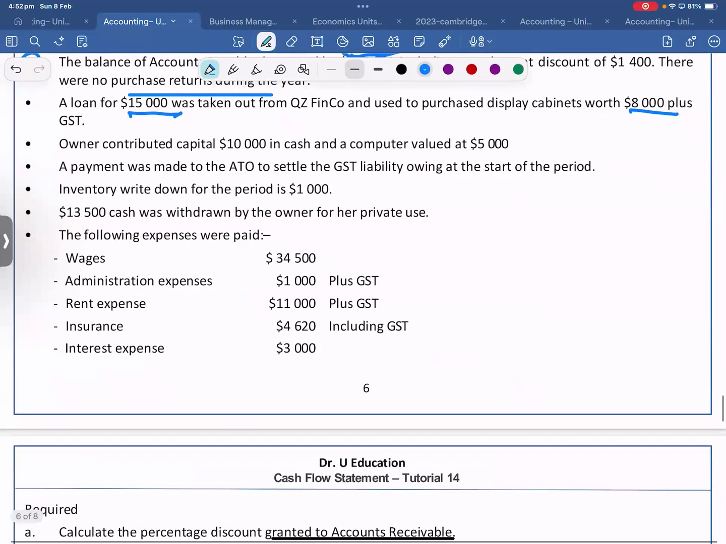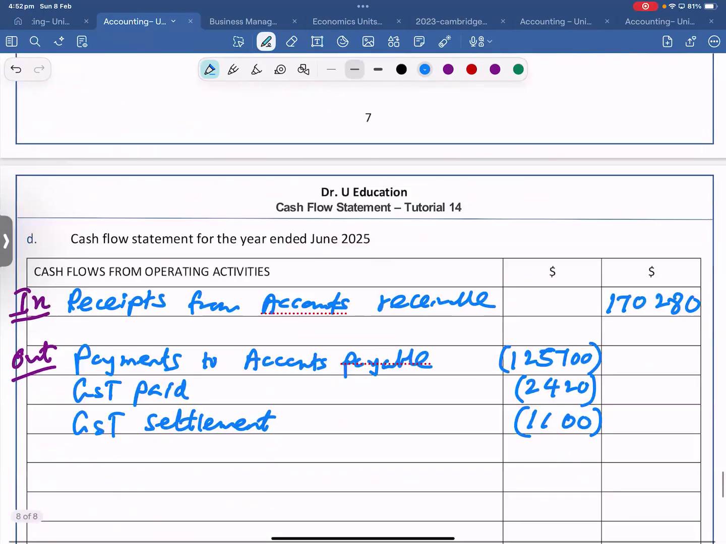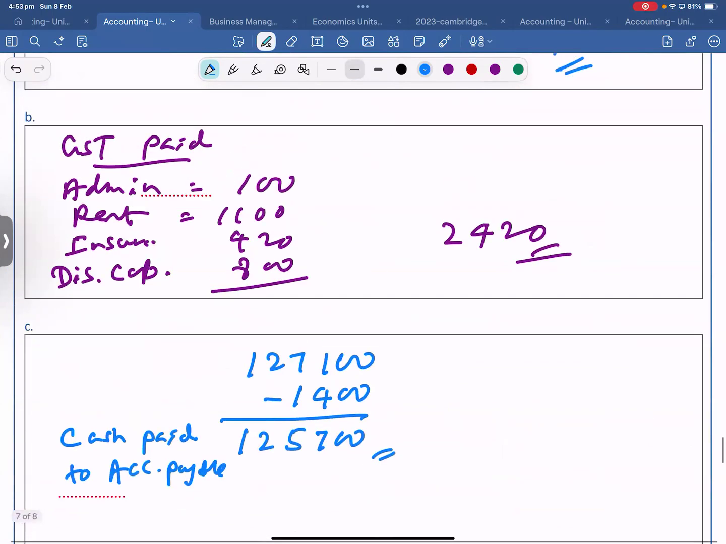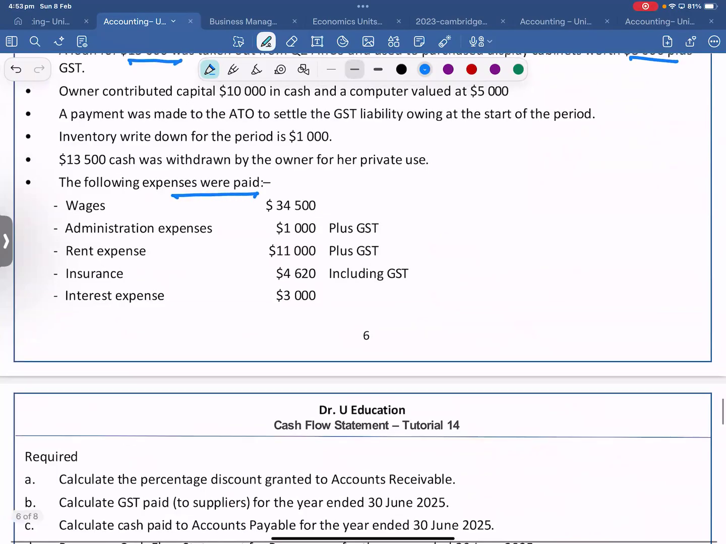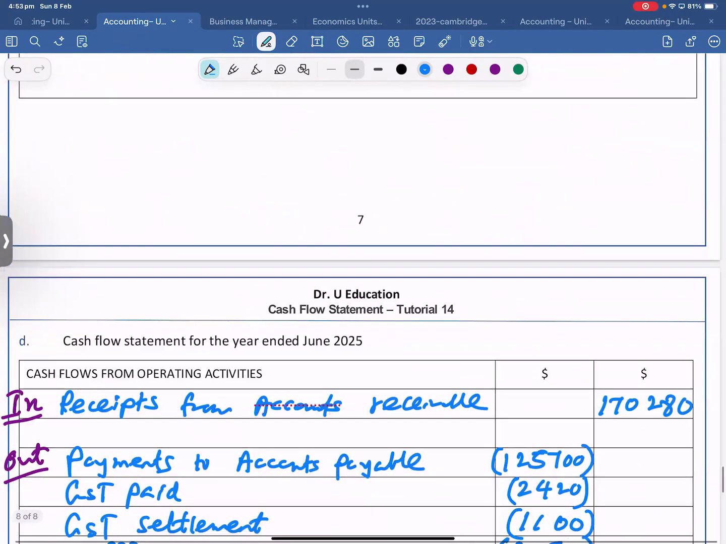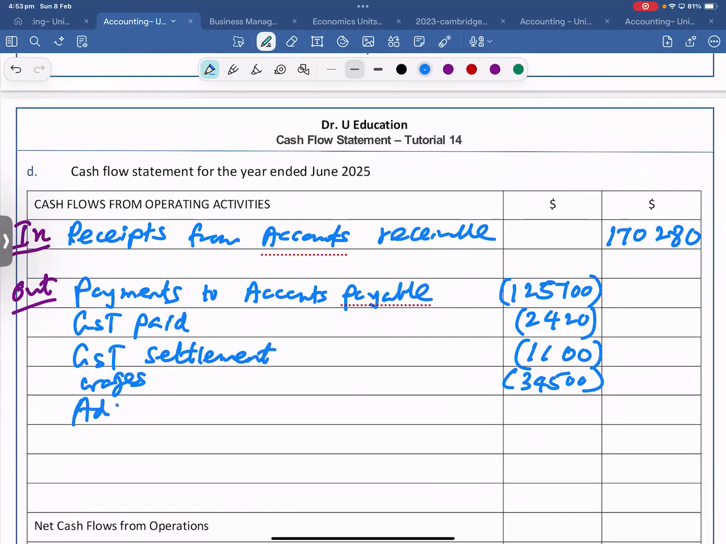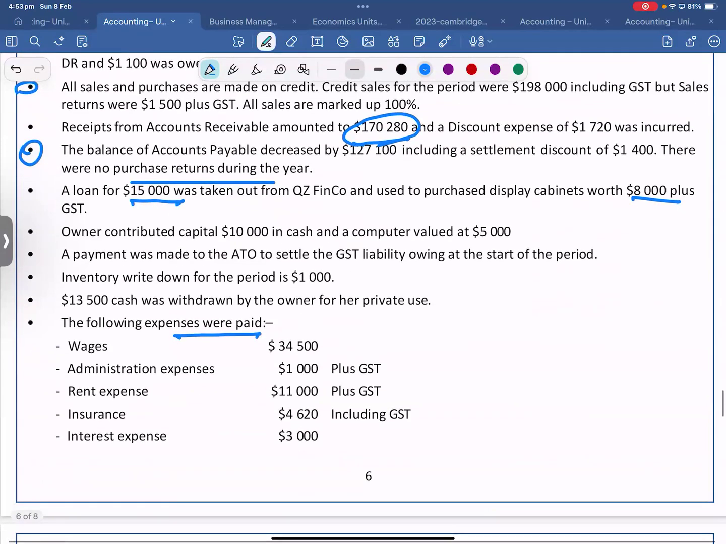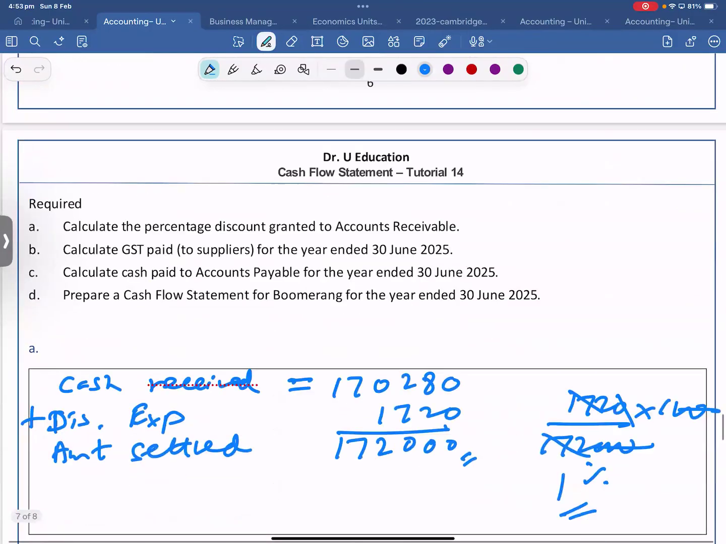Wages 34,500. The following expenses were paid. 34,500 wages. Then rent. Sorry, admin expenses. 1,000 because it was including GST, yes? Yeah, 1,000 plus GST. Rent 11,000.